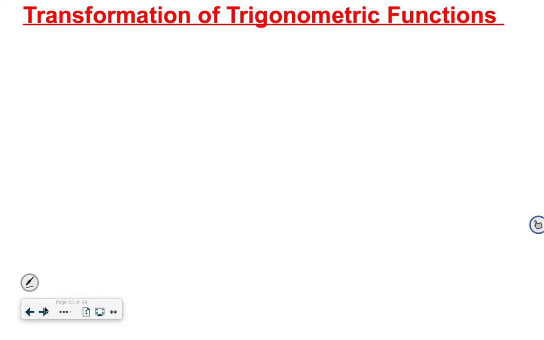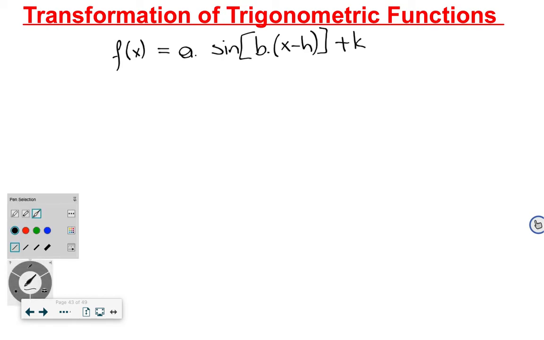Today we are going to learn transformation of the trigonometric function. To be able to understand what transformation the trigonometric function has, you need to know the general form of the transformation. What does that mean? f of x is going to be a times sine or cosine, it doesn't matter. I'm going to take the sine function, any trigonometric function, of b times x minus h, plus k. What do a, b, h, and k stand for?